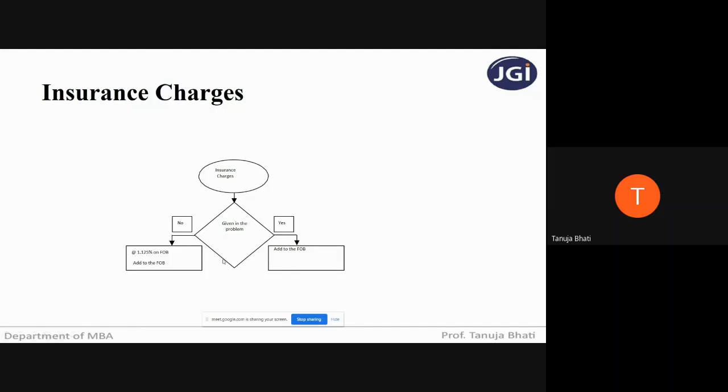Insurance charges, again, you need to check whether it is given in the problem or not given. If not given in the problem, you have to take 1.125% on FOB as your insurance charges. If it is given in the problem, then whatever insurance charges is given, you need to add it to the FOB in order to get CIF, where C stands for the FOB cost, I stands for insurance, and F stands for freight.